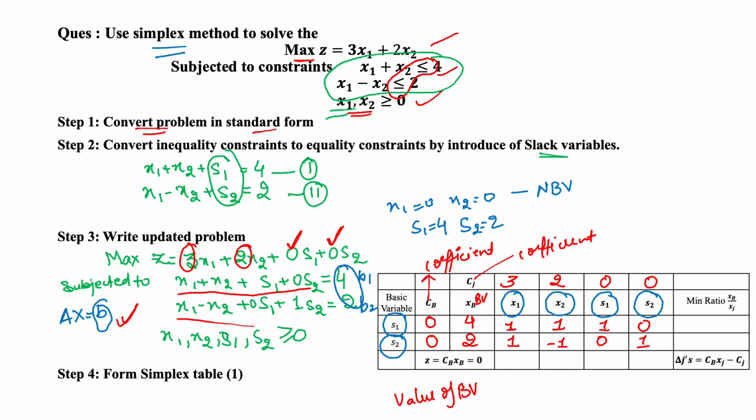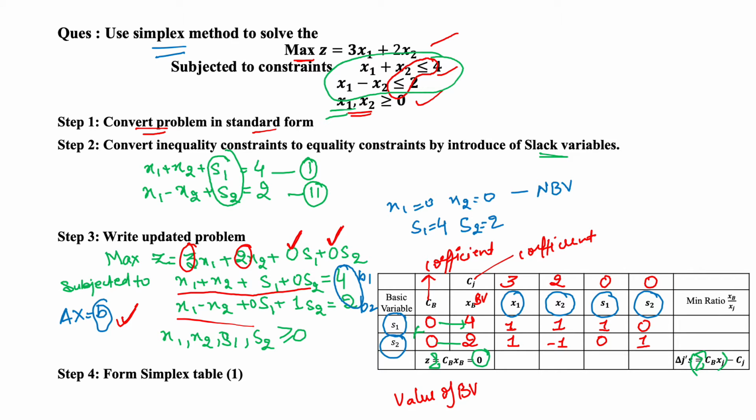Now I have to calculate z, and then I am going to calculate my delta j's and the minimum ratio. So what is z? Z is 0 in this case. How? Cb into xb is 0 into 4 plus 0 into 2, which is again 0, so it is 0. It is the summation of all cb into xb.